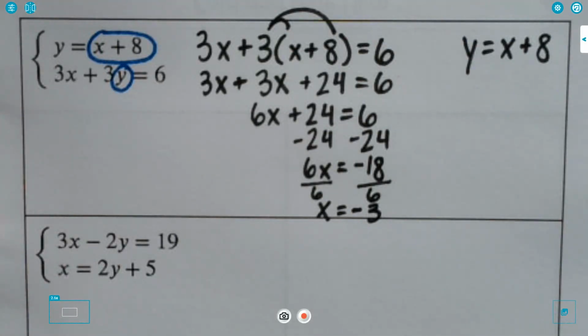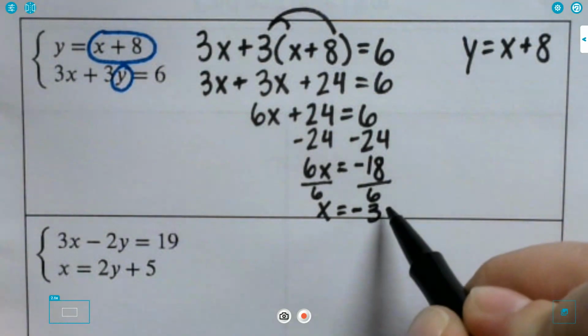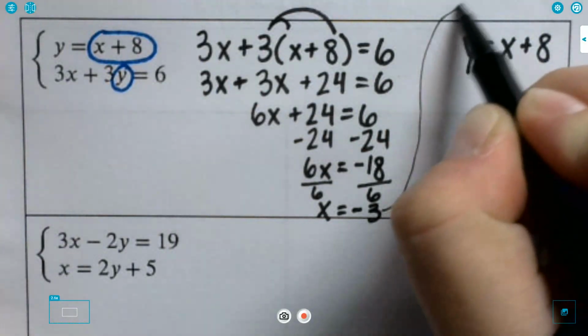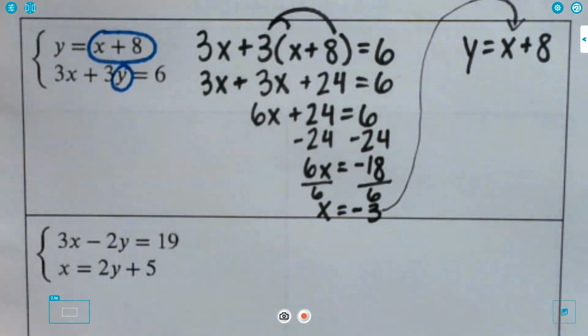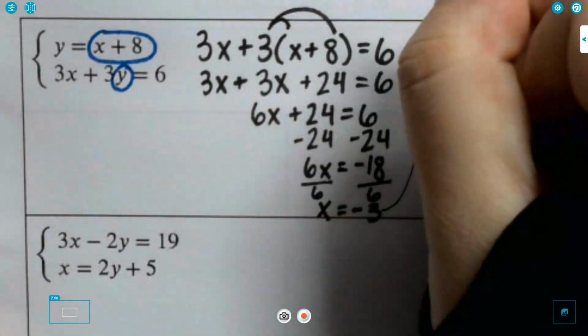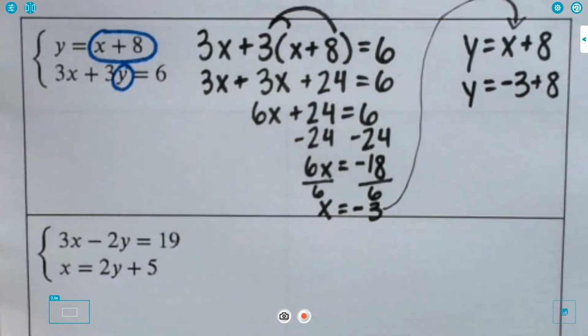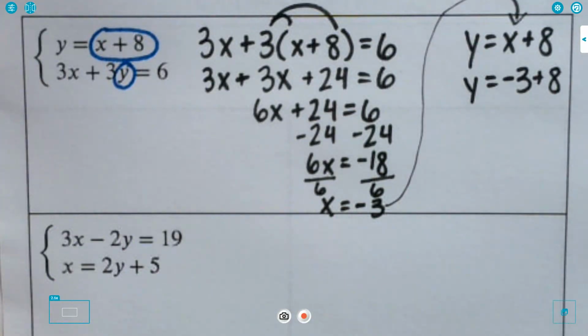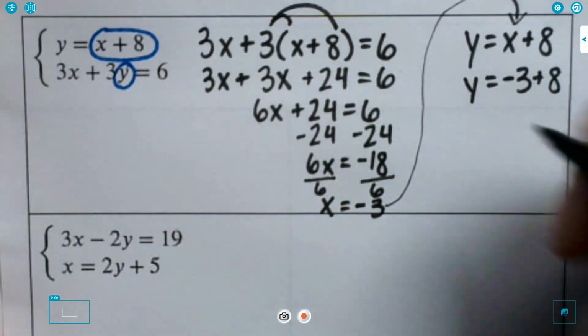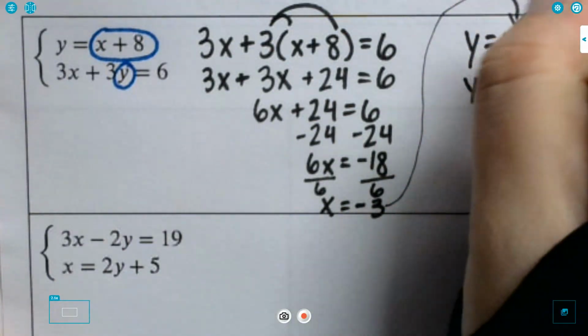We now know what x equals. What does x equal? Negative 3. So x now equals negative 3. So we can take that negative 3. If you want to draw an arrow, you can. We can plug that in for x. So it's going to be y equals negative 3 plus 8. And then we just simplify that out. Negative 3 plus 8 is 5. So y equals 5.